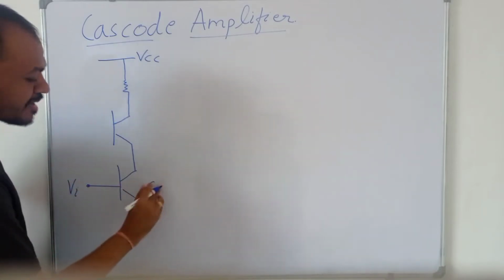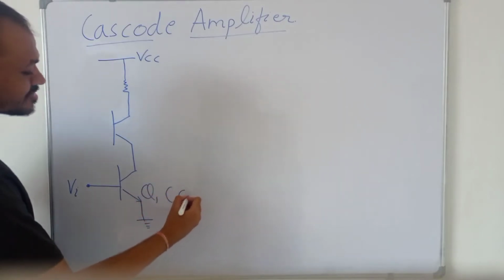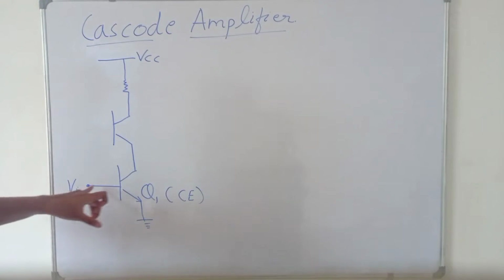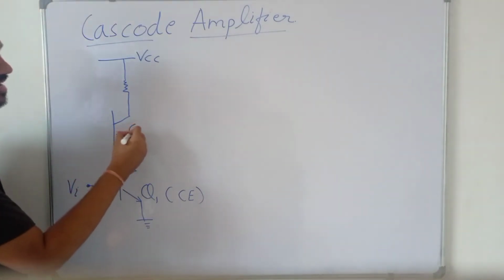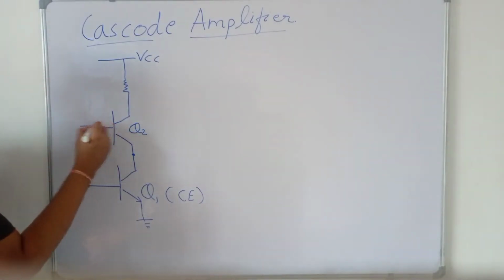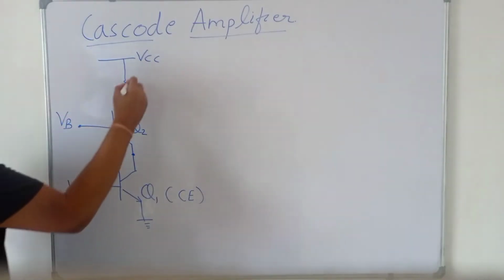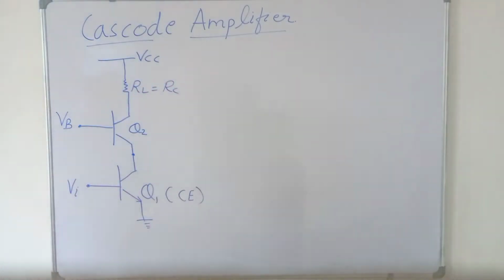So this is the common emitter stage. This is transistor Q1. As you can see, input is to the base and output is from the collector. And at this point, let this be transistor Q2. So at this point, transistor Q2 is connected. This is base voltage VB. Okay, this is RL. It is also equal to RC. So this is the circuit diagram for a cascode amplifier.